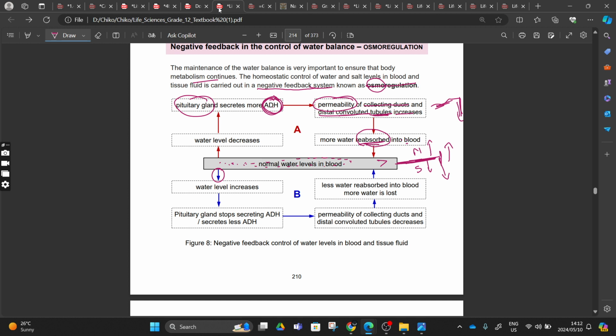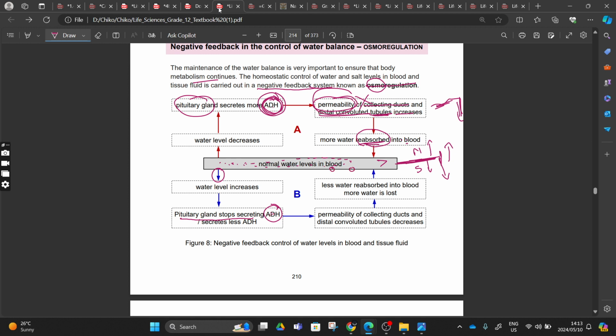Hey, we have more water. Station number 55, commander, we send the message to our pituitary gland. Check number 11. Stop releasing ADH, because the more ADH, the more water is going to come in. Then you can see that the pituitary gland stops secreting that ADH, right? While we are stopping secreting that ADH, we are going to do the opposite. Here we permitted the water. Here we are now going to make that place non-permeable. So we are going to close these valves here.